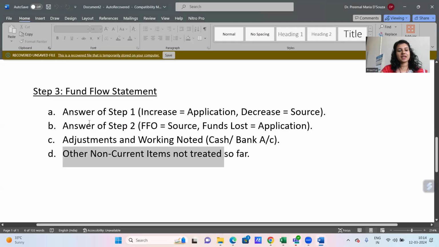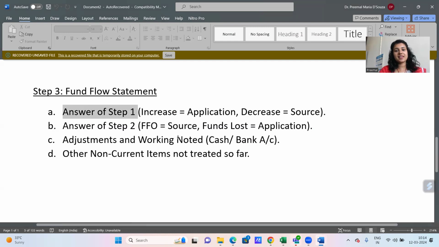The first guideline is the answer of step 1. This is the schedule of changes in working capital. Now, if you get an increase in working capital, then that becomes an application. And if you get a decrease in working capital, then that becomes a source. Next guideline is step 2, which is adjusted P&L account. Now, if you get a balancing figure as funds from operation, then this becomes a source. But if you get funds lost in operation, then it becomes an application.